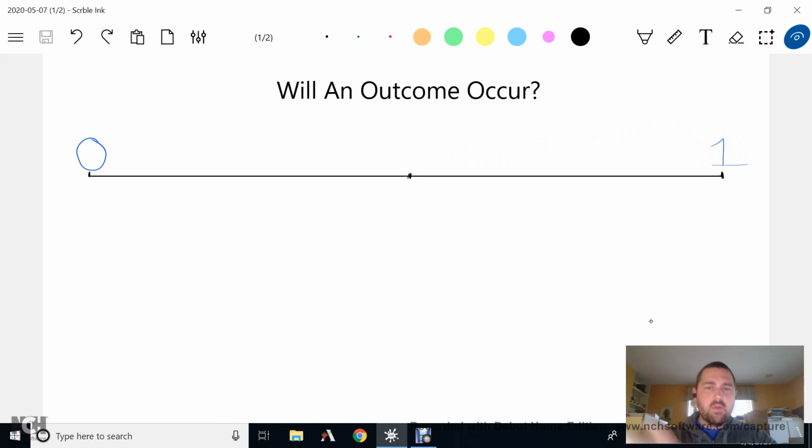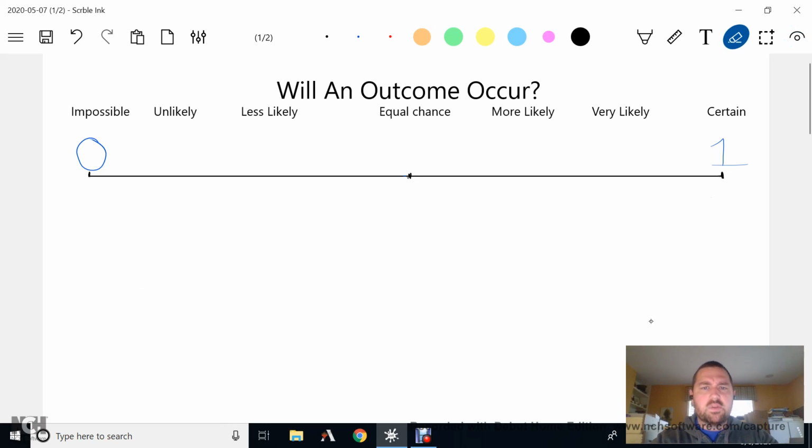And then in the middle, somewhere around here, we have a probability of, I think that would be like 0.5, and that means that the thing is equally likely to happen or not happen. So let's just put some names to those things, right? So notice we have impossible, unlikely, less likely, equal chance, that's that 50% thing, more likely, very likely, and then certain. And as you see here in the middle, we would have our 1/2 or our 0.5 for the probability.